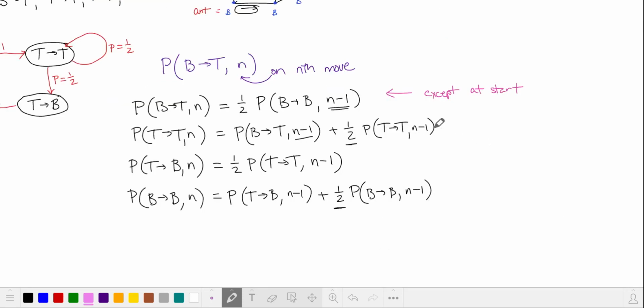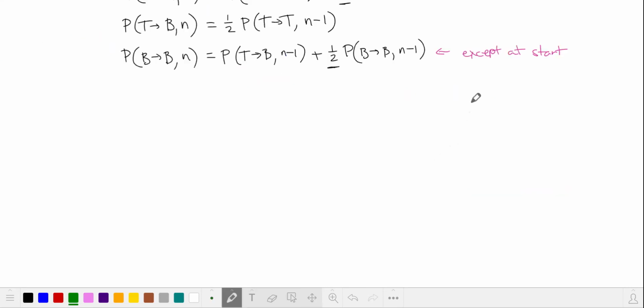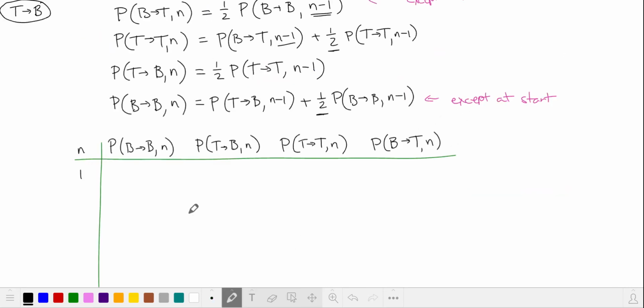The probability that our ant goes from the bottom vertex to the top is this expression, except at the start. And the probability that the ant goes from a bottom to a bottom is also not true at the start of the game, but we'll set our initial conditions to account for this difference. Let's start with the first step that our ant takes.